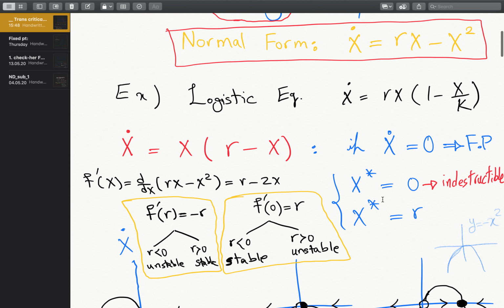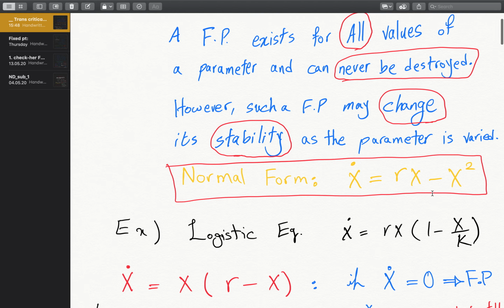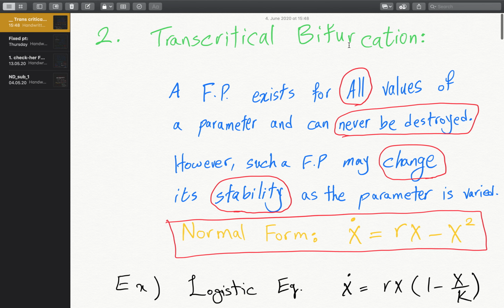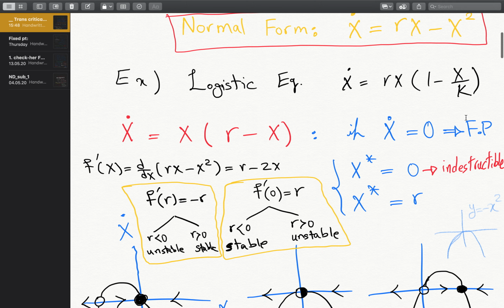And the point here is this. You see, this is transcritical bifurcation. And in this transcritical bifurcation, we told you that for all values, a fixed point is never destroyed. Therefore, this x star is equal to 0. It is indestructible. It means that for all values of r, which is going to be our bifurcation parameter, x star is equal to 0 is your fixed point.